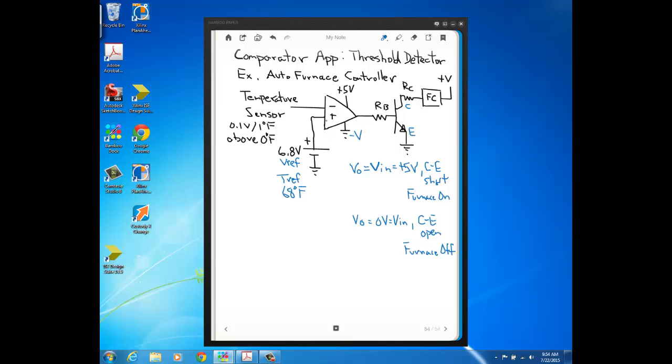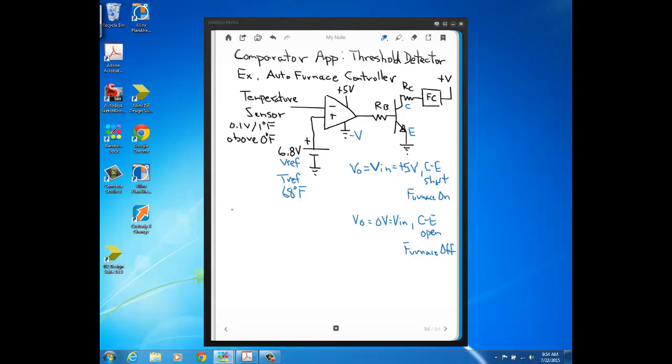You see this fixed voltage here, this is referred to as the threshold, because this value is going to determine when the output of the comparator changes from plus V to minus V or vice versa. Because on one side of this reference we'll have one value of V out, and on the other side of this reference we'll have the other value of V out. So let's see specifically what we get here.